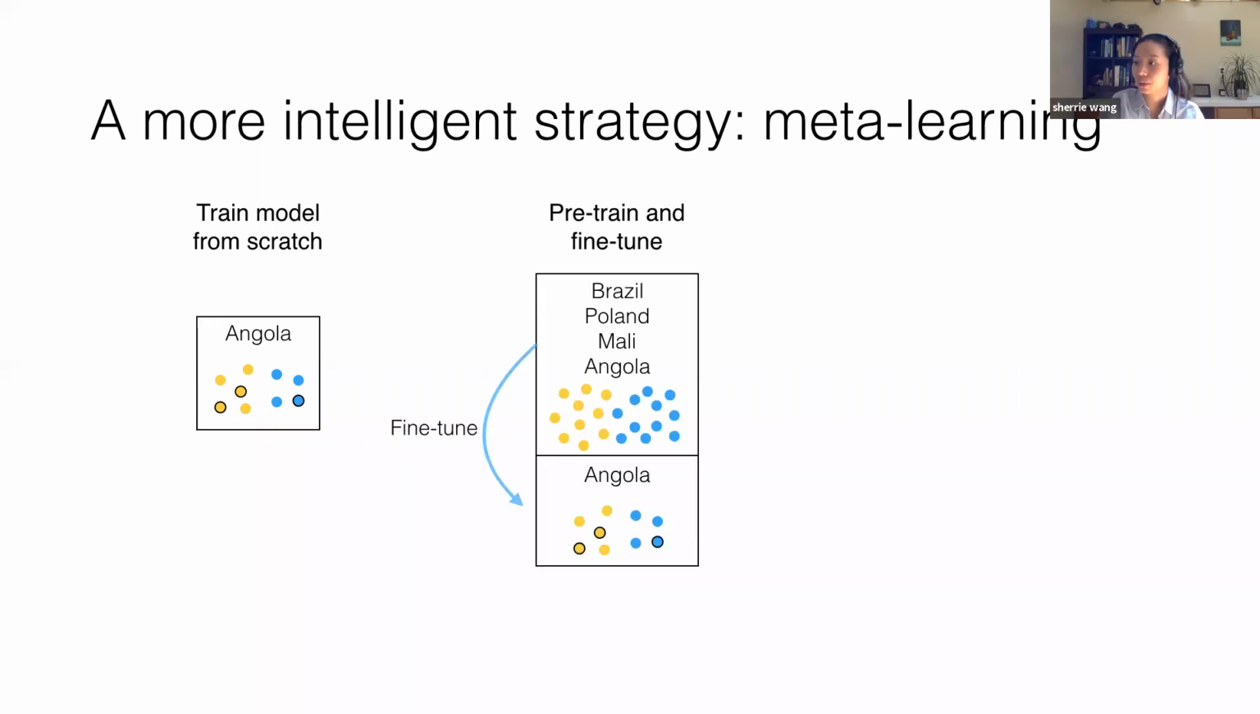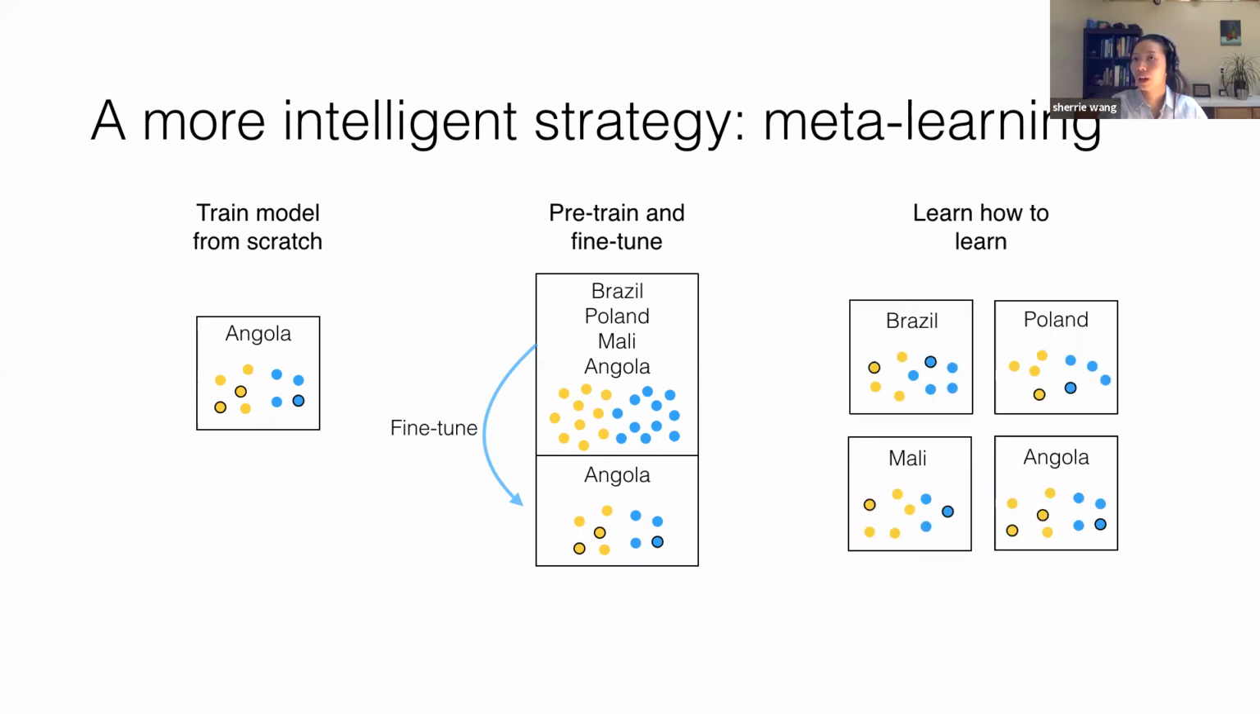So if you did want to make use of that data, what you can do is you can pre-train everywhere you have data, including Angola. So you just throw all your data together, you train your model, and then you fine-tune that model on Angola, which is the region that you actually care the most about doing well in. So this is very commonly done. People often pre-train for image tasks on ImageNet and then fine-tune on whatever task they actually care about.